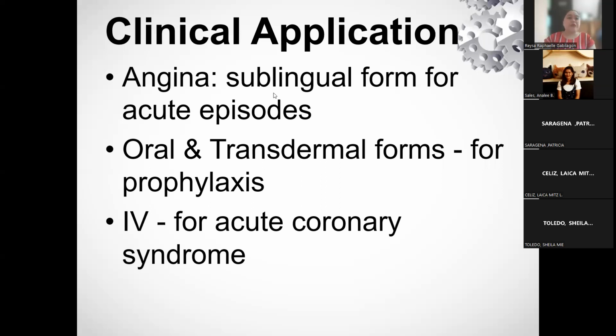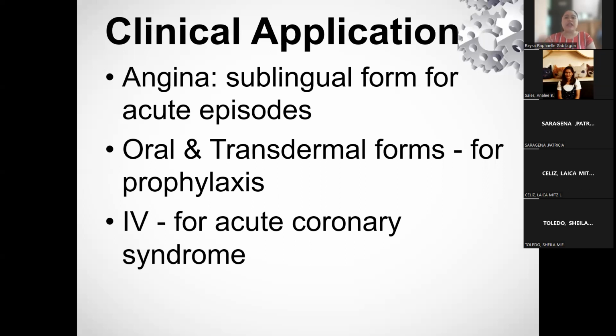So, that is to prevent chest pain, because the blood vessels are dilated. And then, of course, the intravenous form is used for acute coronary syndrome. So, remember the acute coronary syndrome earlier, this is where there is a rupture already of the atherosclerotic plaque leading to clotting and may lead to myocardial infarction. So that is an emergency case.